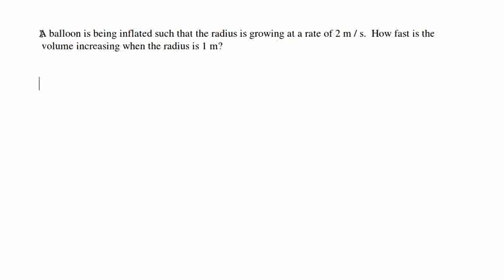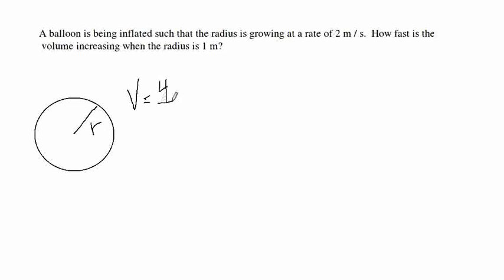Okay, so once again, I gave you one variable's derivative, but I want a different variable's derivative. The two variables we want to focus on are volume and radius. We'll call them V and R. Okay, so let's draw a picture of a balloon, and the R is whatever it is. The V is 4/3 pi r cubed. Hopefully you remember that from geometry for the volume of a sphere. And both V and R are functions of time.